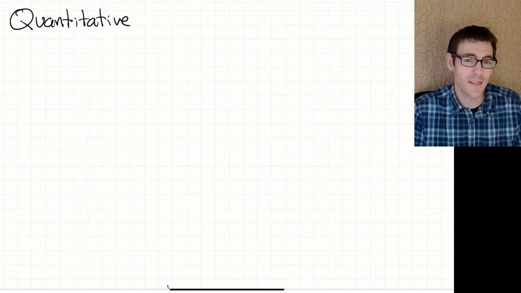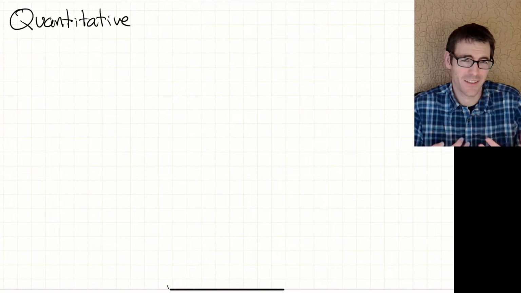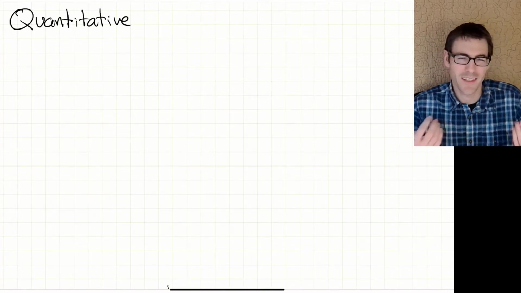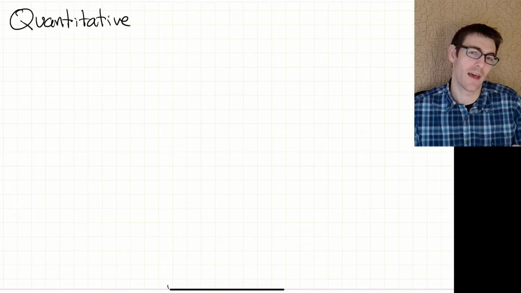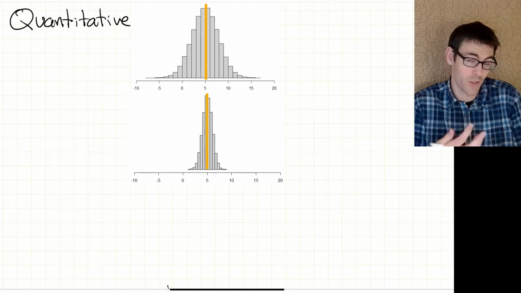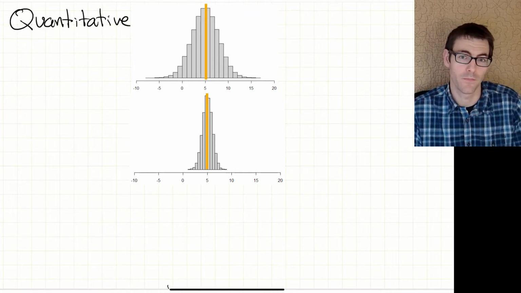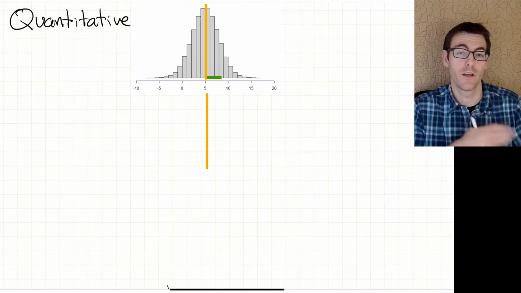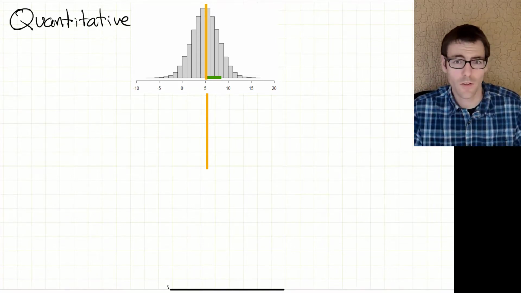When it comes to quantitative variables, the data just gets more complex. By specifying a mean, we don't necessarily tell the whole story. We can have multiple distributions that all have the same mean that are very much different distributions. We could also specify the standard deviation. This is going to give us more information about what the distribution looks like.